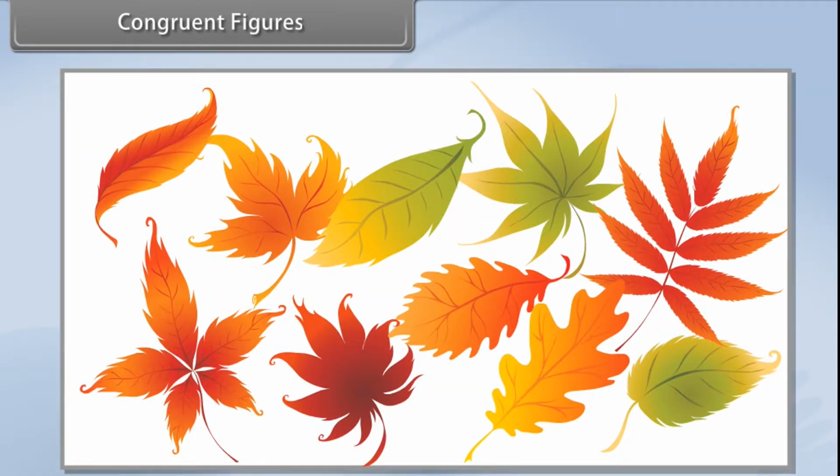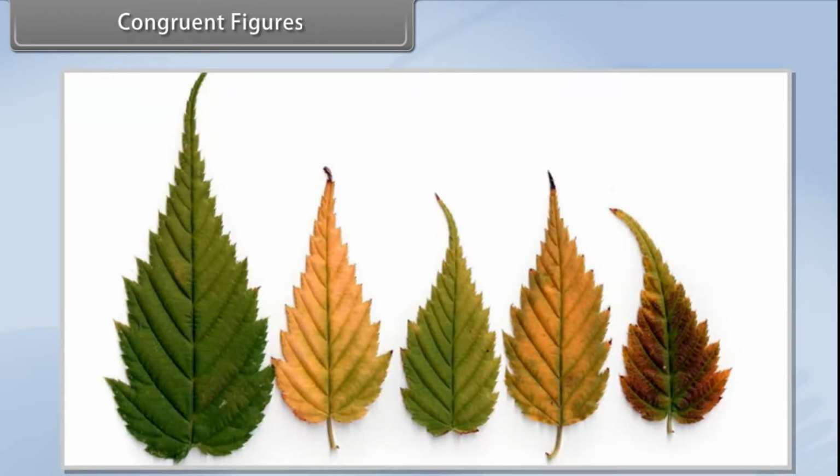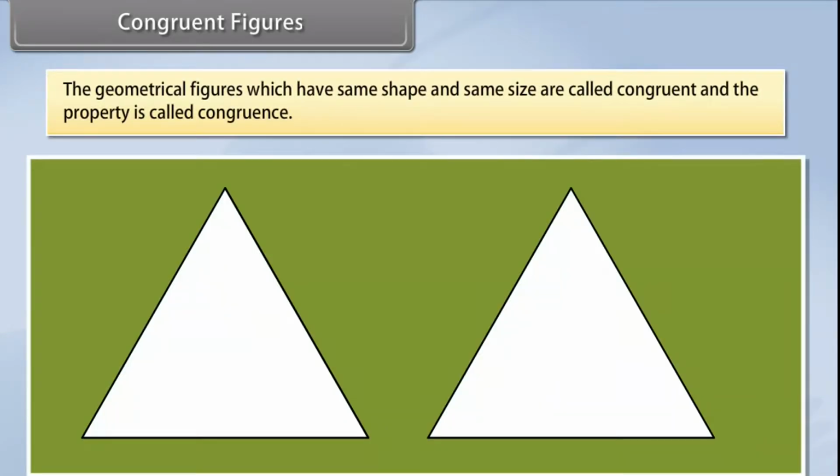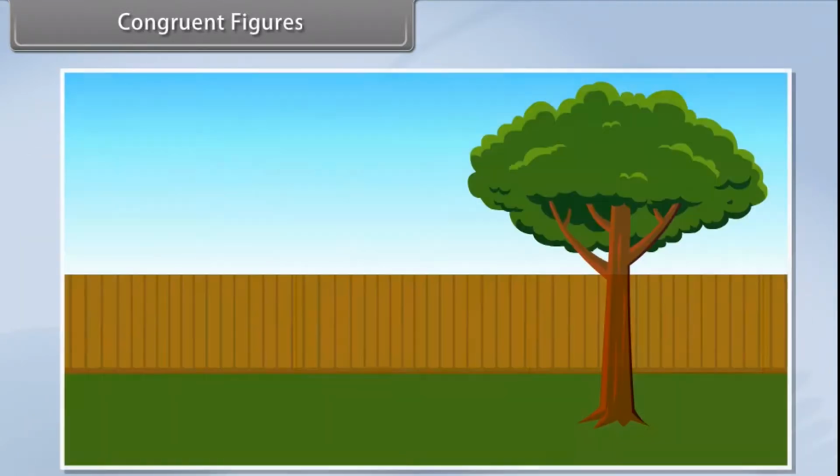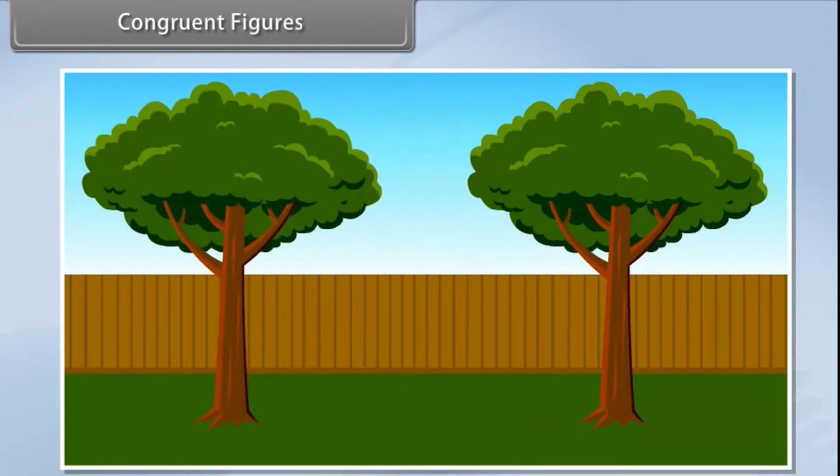Congruent figures. You might have observed that leaves of different trees have different shapes, but leaves of the same tree have almost the same shape, although they may differ in size. The geometrical figures which have same shape and same size are called congruent, and the property is called congruence. Congruent objects are duplicates of one another.